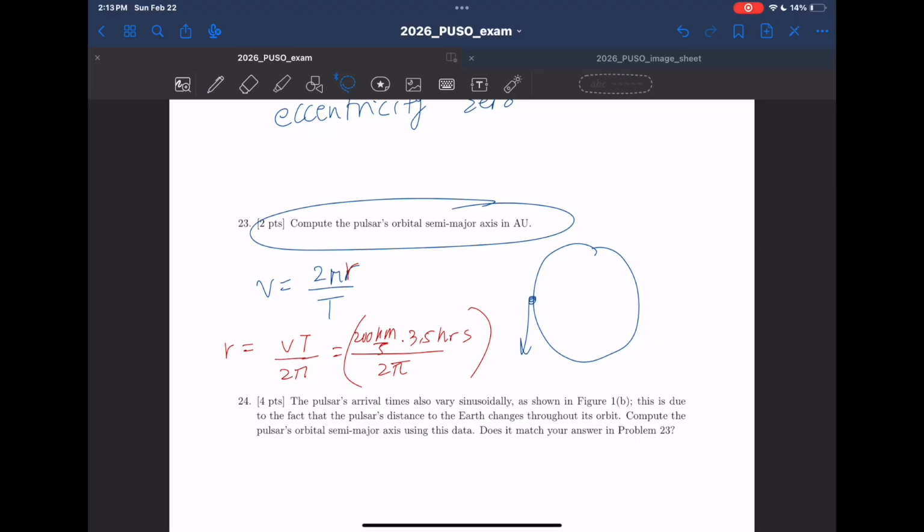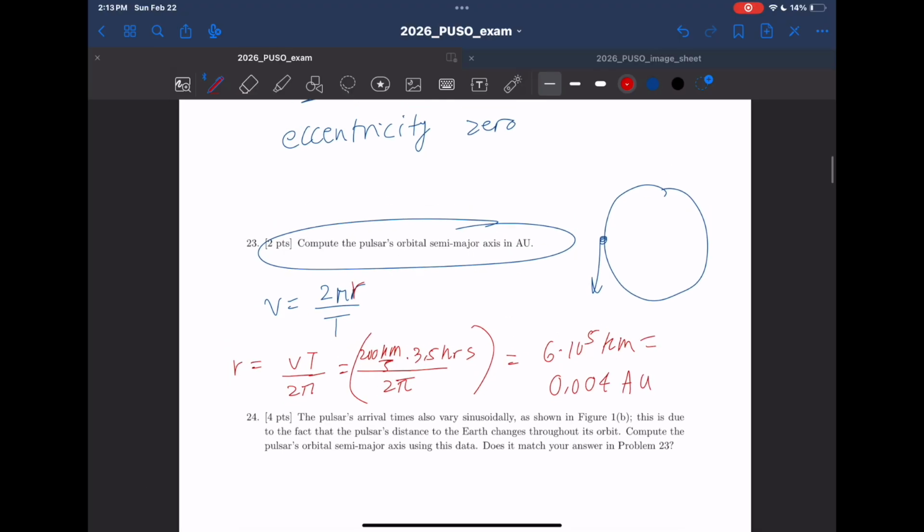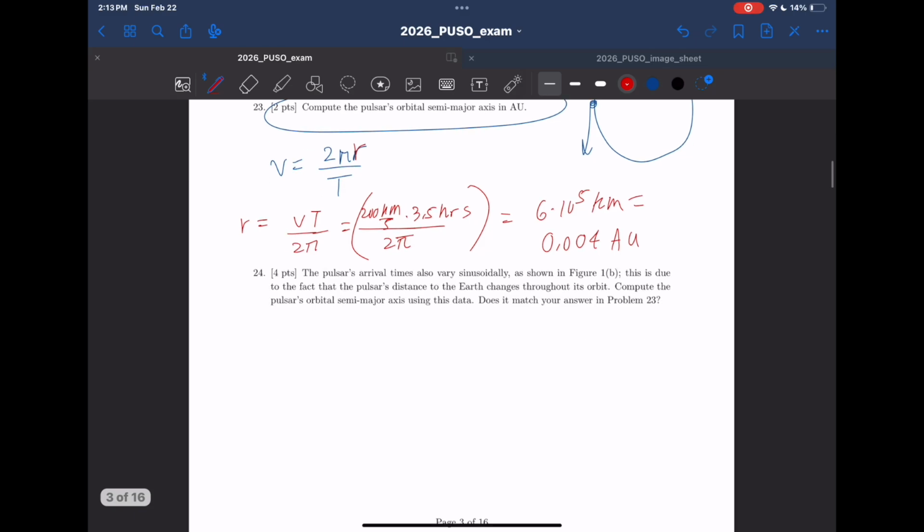You can do the dimensional analysis here. You know that there are 3,600 seconds in an hour. When you do that, you're going to get 6 times 10 to the 5th kilometers, which is equal to 0.004 AU. So that is the orbital semi-major axis of the pulsar.